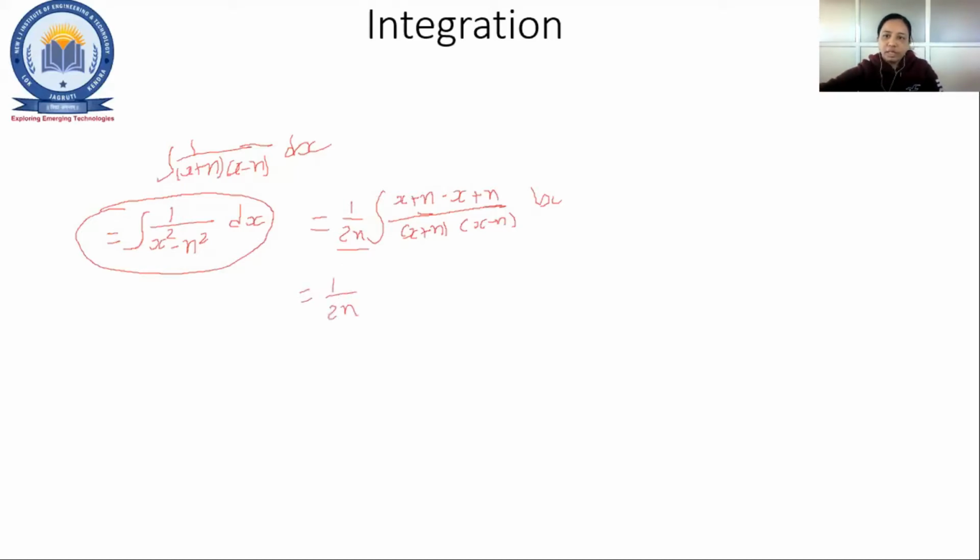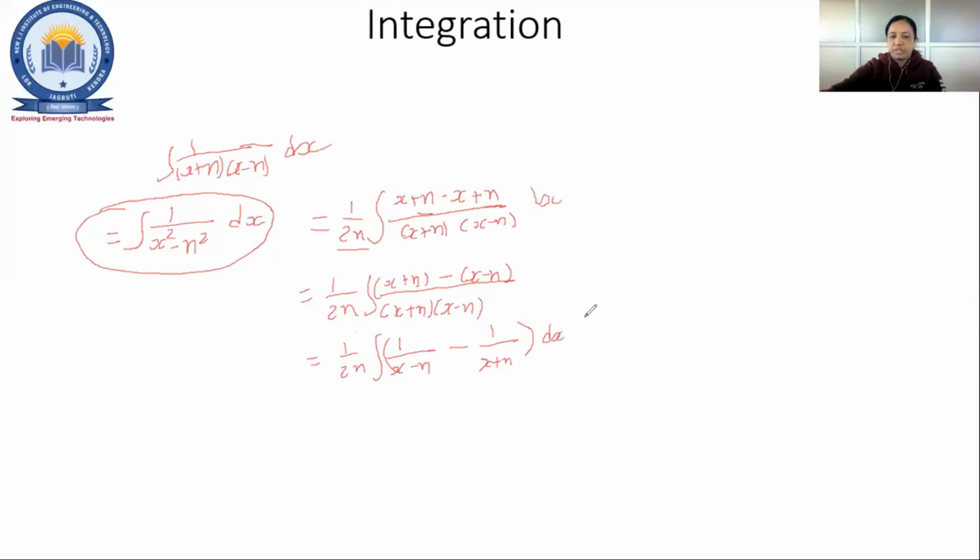1 upon 2n, then, okay, many are writing the answer. So what happened here? You can write x plus n in a bracket, take a minus common out, so you can write it as x minus n upon x plus n into x minus n, right? Again 1 upon 2n integration, just write it in a separate form. So you will get 1 upon x minus n minus 1 upon x plus n, and the dx.